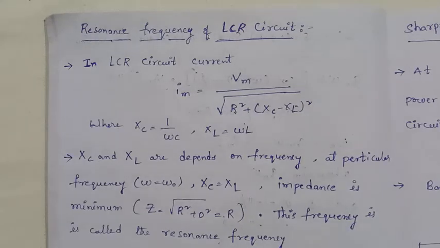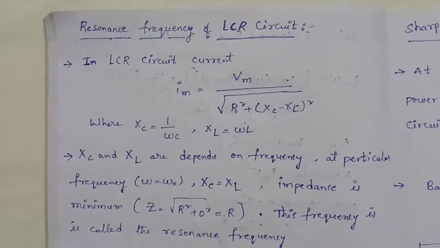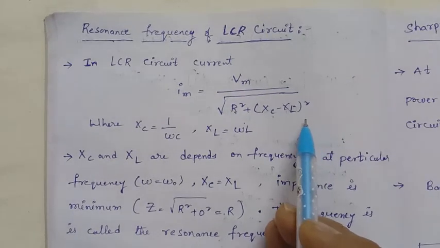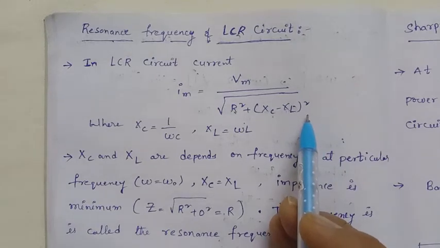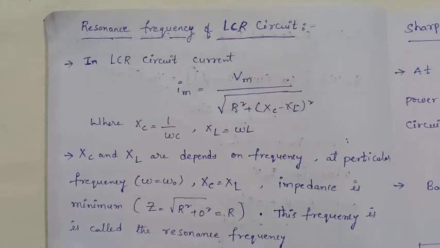Good morning, students. Today our topic is resonance frequency of LCR series circuit. We already derived the expression of maximum current, Im is equal to Vm upon the square root of R square plus (Xc minus XL) whole square, in the last class. But what is resonance frequency? It is one condition here.